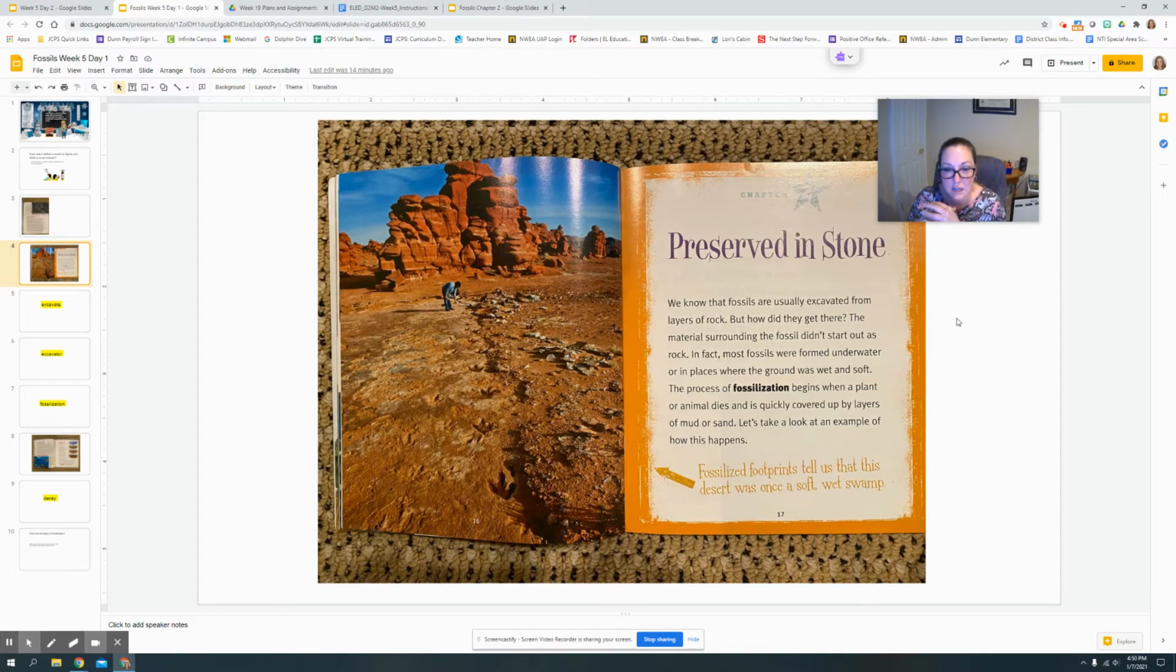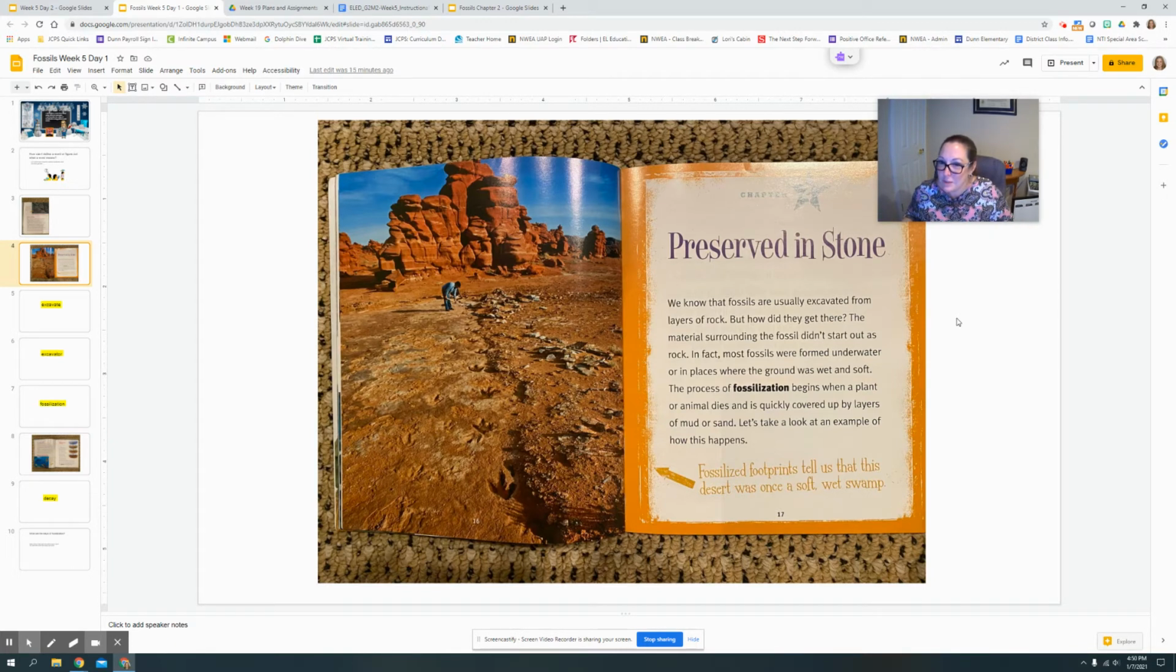The process of fossilization. T-I-O-N, that shun means something's happening. The process of fossilization begins. Well, the sentence right before it was talking about how fossils were formed. So I think fossilization are the steps that happen when a fossil is formed. That's the process of fossilization.